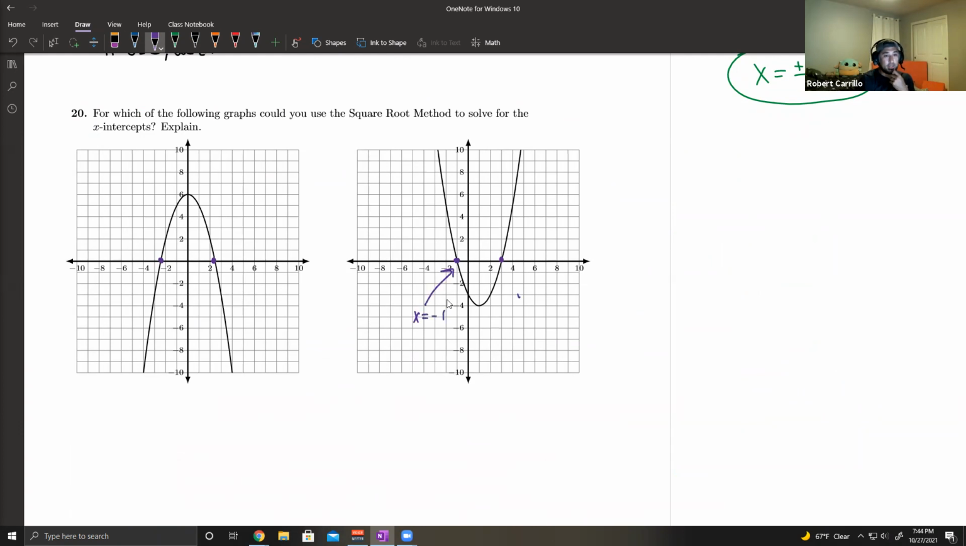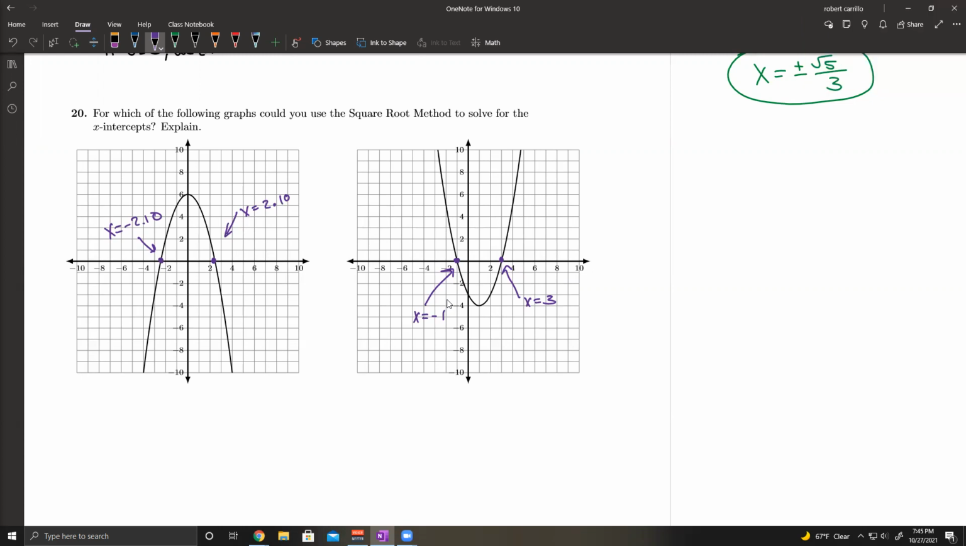That would be x equals -1, and that would be x equals 3. And then that's x equals 2 point something, I'll just say like 2.10, and this is x equals -2.10. So which graph could use the square root method? The first one. Why? Because they're the same, just negative and positive. That's it. You have the same answer, but positive and negative.